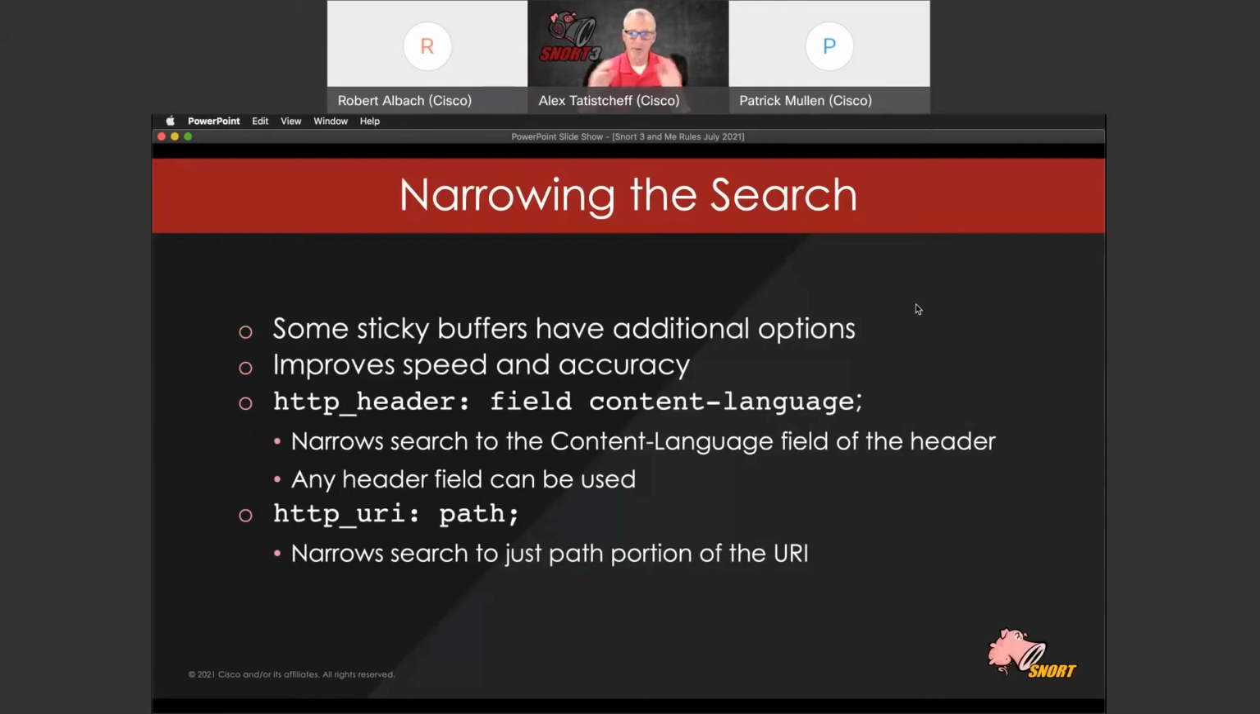So you could say, I want to look in the HTTP URI. I only want to look in the path portion of the URI and look for this. There are other fields within the URI as well. Again, but you have to look in the documentation to find out what all those are. But you can narrow those down again further as well.